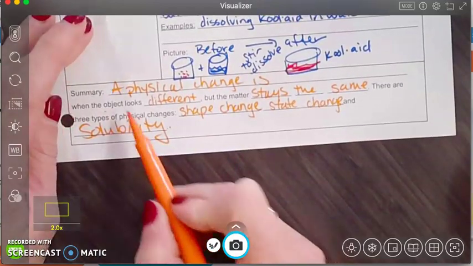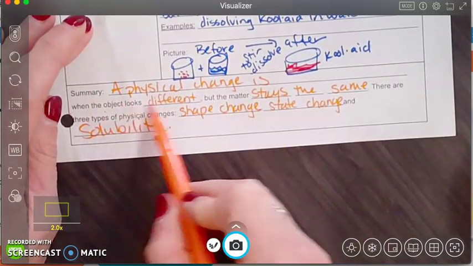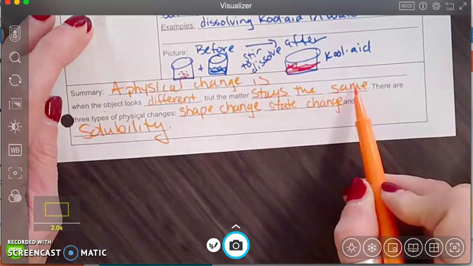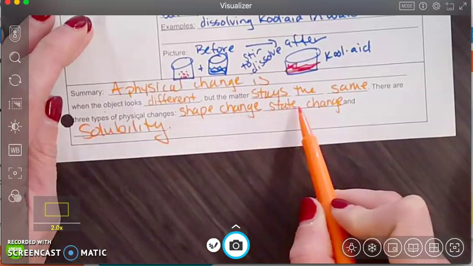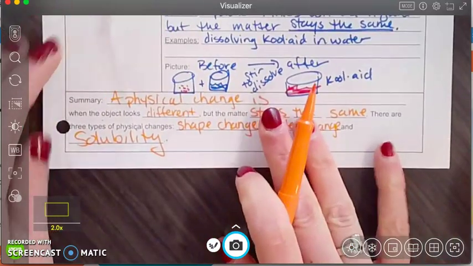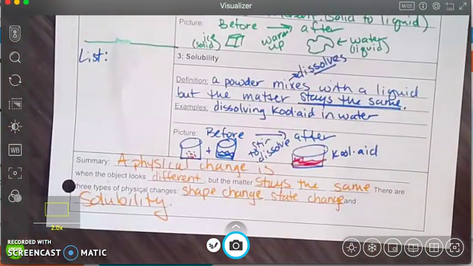All right, a physical change is when the object looks different but the matter stays the same. There are 3 types of physical changes: shape change, state change, and solubility. We are going to work more with state, shape, solubility as physical changes, but then also what happens if we create new matter? What is that called? We're going to work more with that tomorrow.